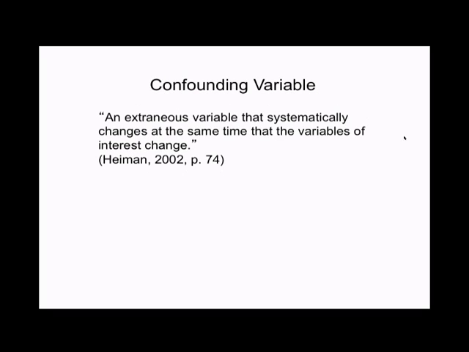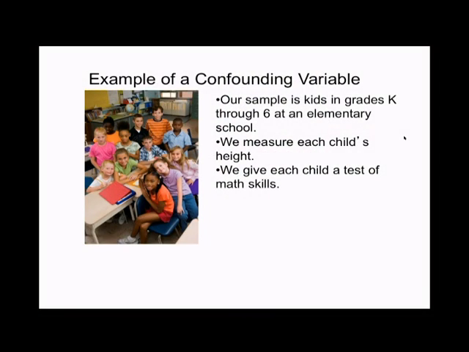Your textbook describes it as an extraneous variable that systematically changes at the same time that the variables of interest change. So it's something that really you weren't counting on being in the experiment that gives the illusion that you have an effect. So let's look at an example.